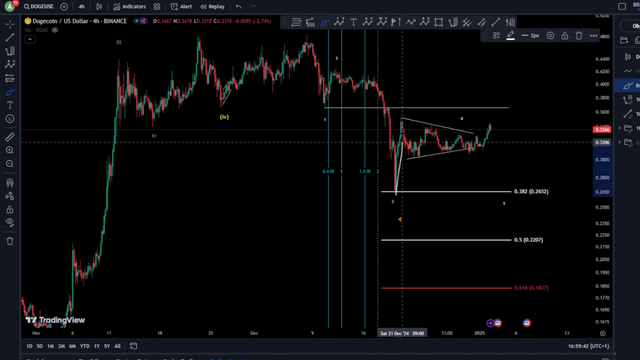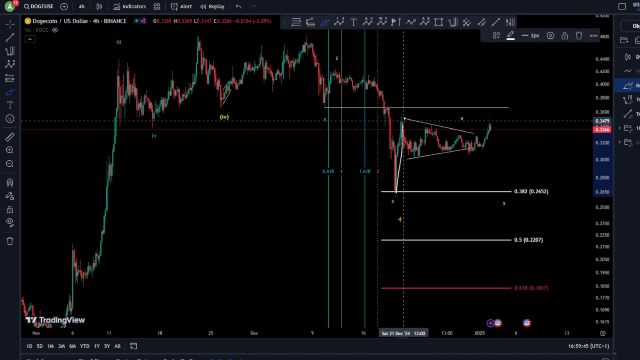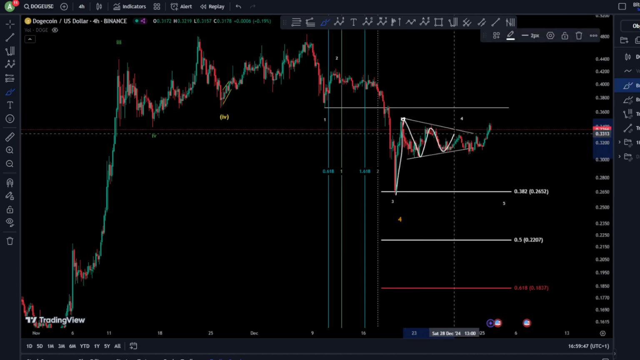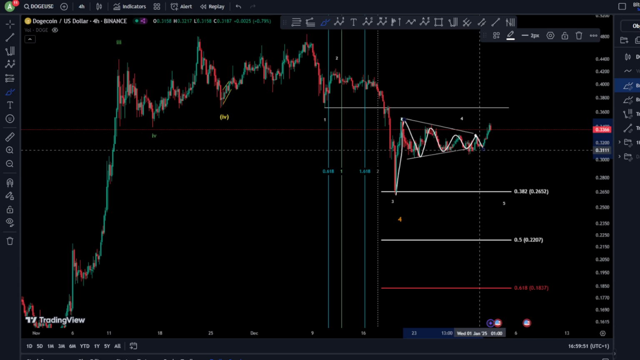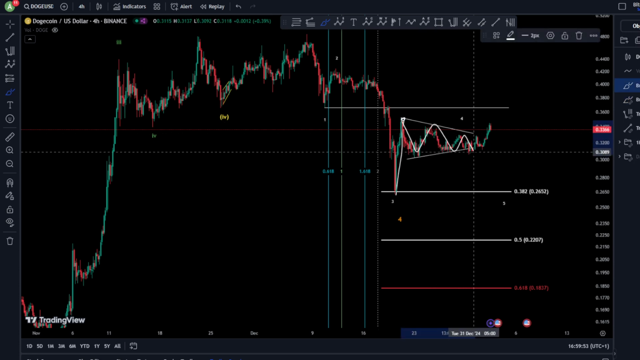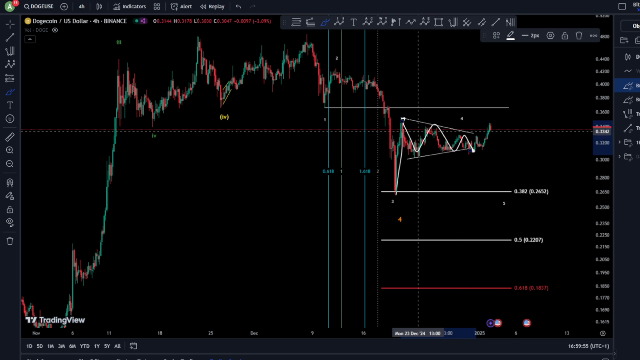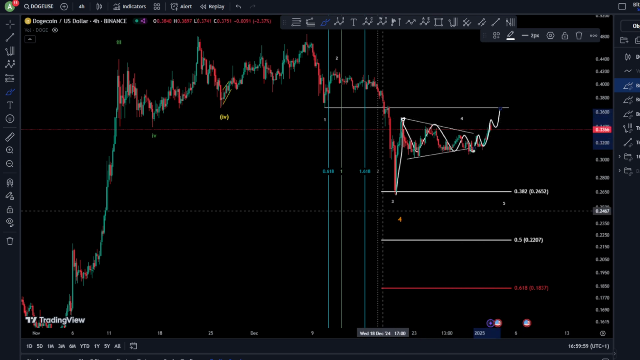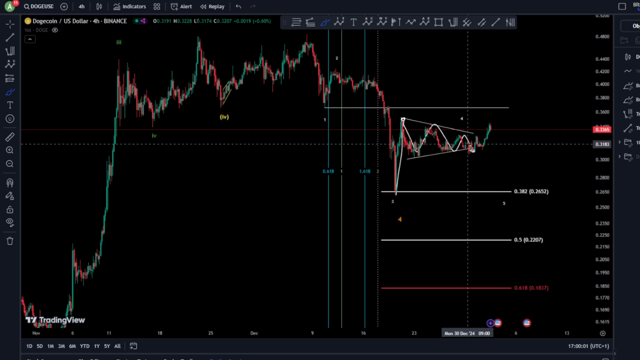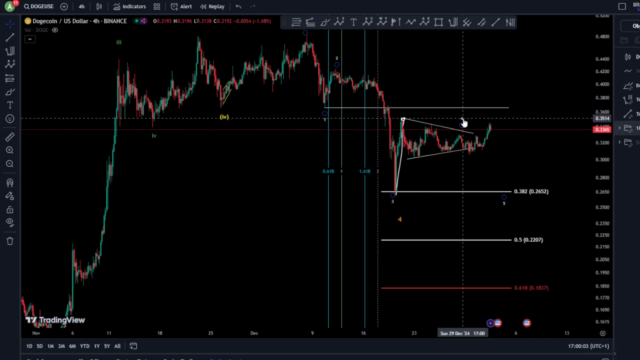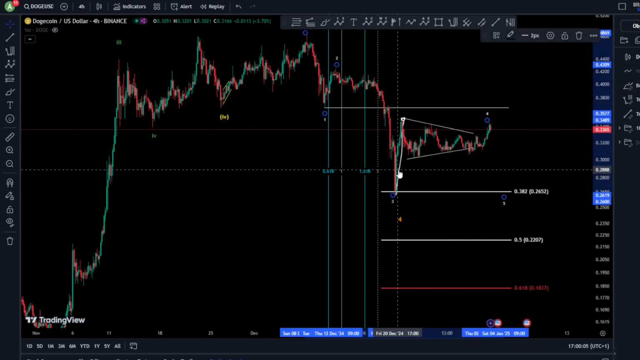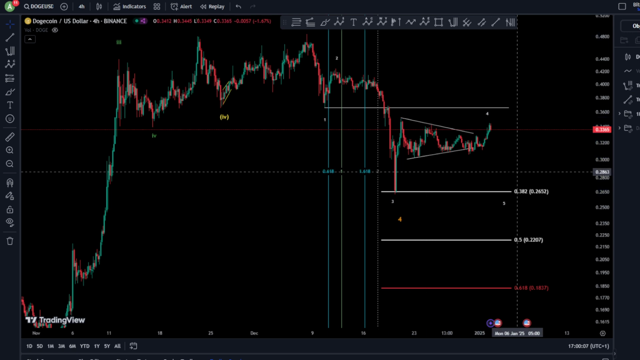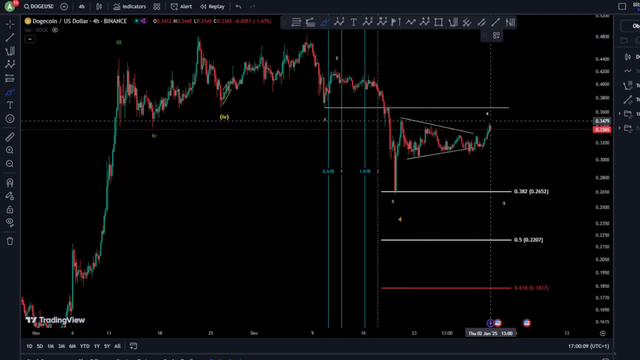Therefore, I think this might be an A, possibly wave B, as A, B, C, D, E as a triangle, right? And then, of course, possibly as a triangle here, wave E, A, B, C, D, E, and then 1, 2, 3, 4, and 5. Very simple, A, B, C. And yes, then finishing this wave 4 and then moving towards the downside. So to be honest, the higher possibility is still a little bit bearish for one more wave towards the downside.